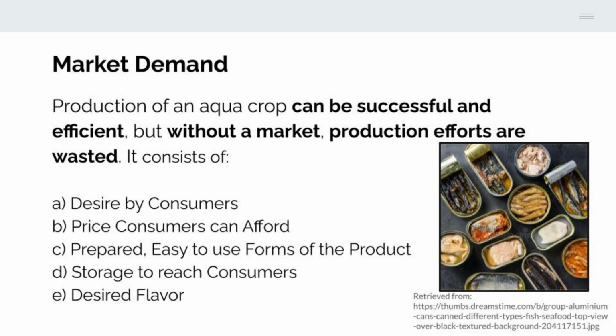Next, prepared, easy to use forms of the product. Value added products such as fillets, frozen portions, or ready to cook options increase marketability and convenience for consumers. Next, storage to reach consumers. Efficient supply chains, proper storage, and distribution networks ensure that the product remains fresh and accessible to buyers. Lastly, desired flavor. Species with good taste and texture are more likely to be preferred by consumers, increasing demand and sales potential. Understanding and responding to market demand is crucial for the success of any aquaculture venture.